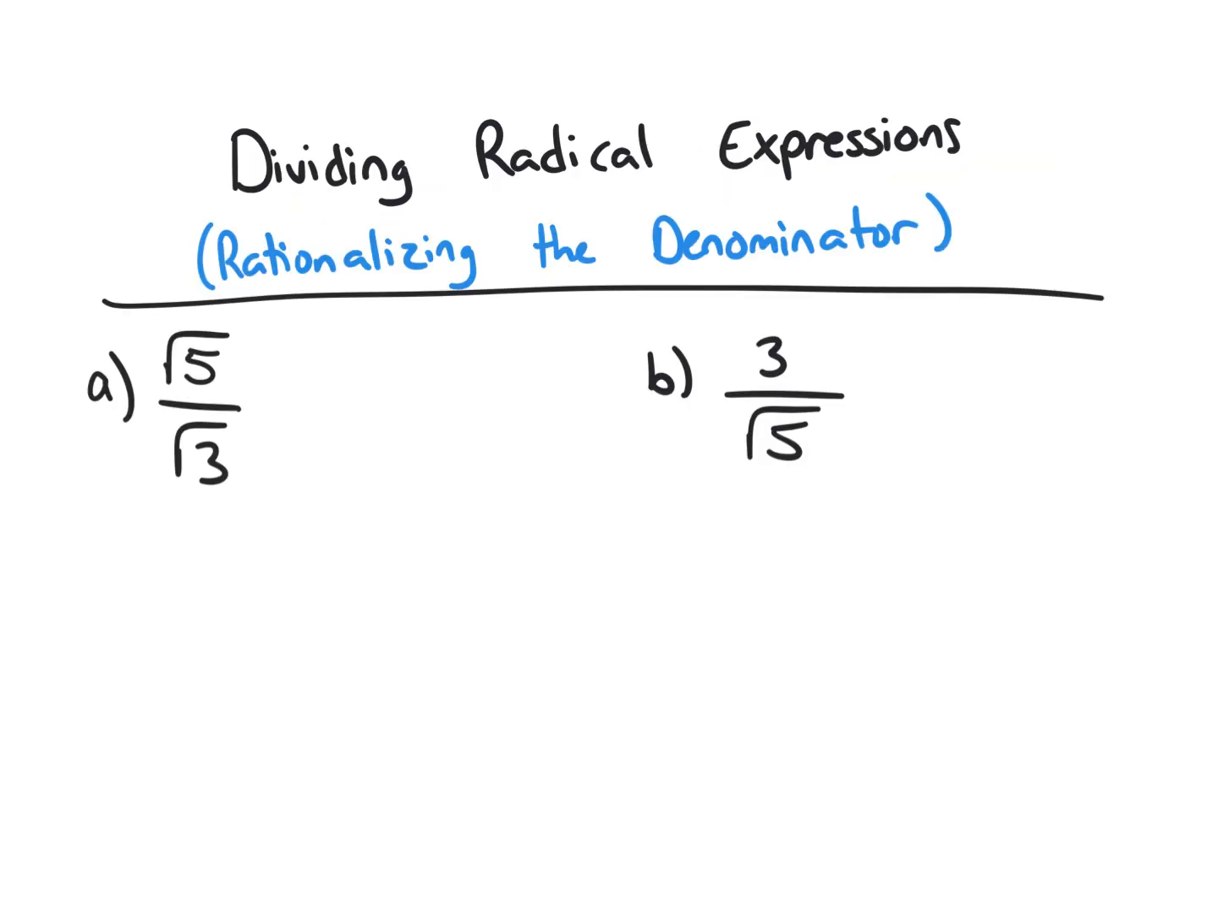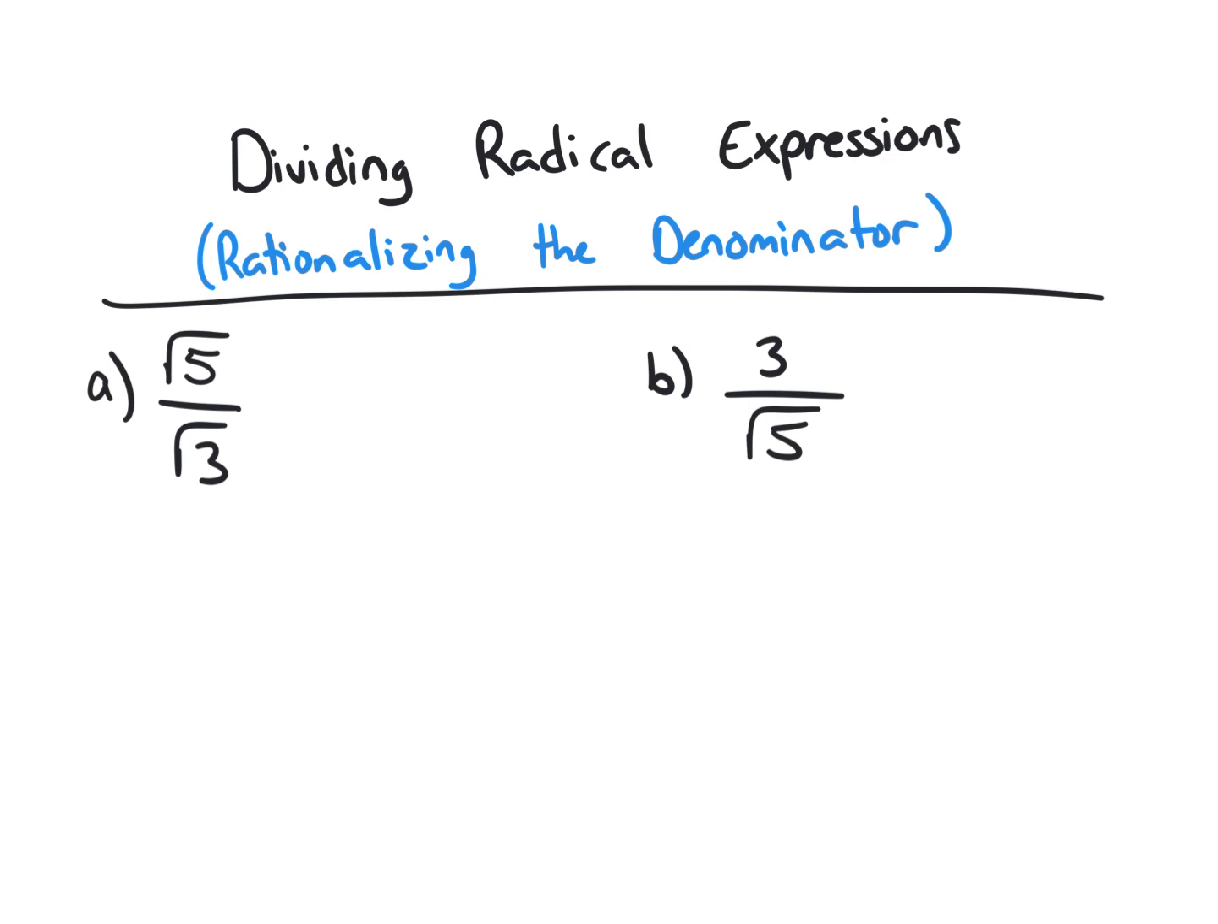So dividing radical expressions is the same thing as rationalizing the denominator. Those of you that have seen this before, what is wrong with what we have right now? Okay, let's just focus on A right now. What's wrong with that expression? What can we not have? We can't have something. Correct. We cannot have a radical in the bottom. What I mean by that, we cannot have the square root in the bottom.